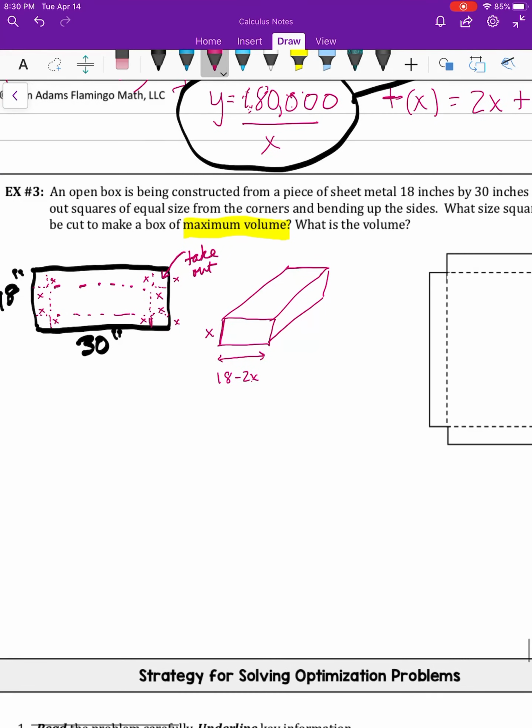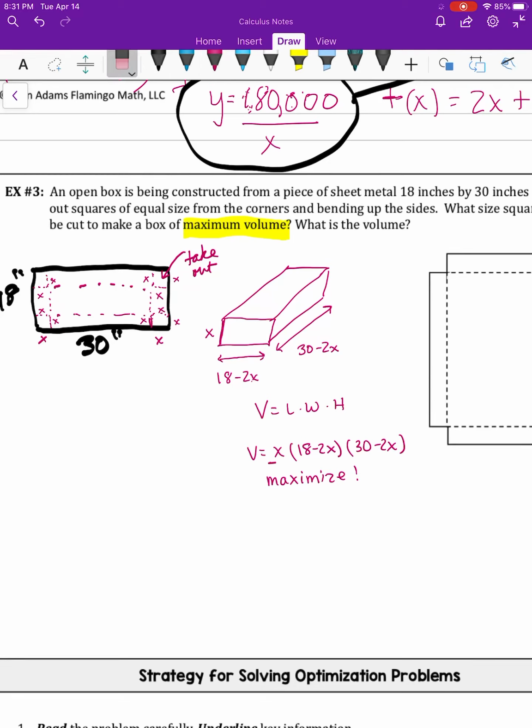Since I've cut out an x here and an x here, this distance that's left right here is going to be 18 minus 2x. And I've cut out this distance x and this distance x, so this distance here is going to be 30 minus 2x. So my volume of this box, length times width times height, is going to be x times 18 minus 2x times 30 minus 2x. And we want to maximize this.